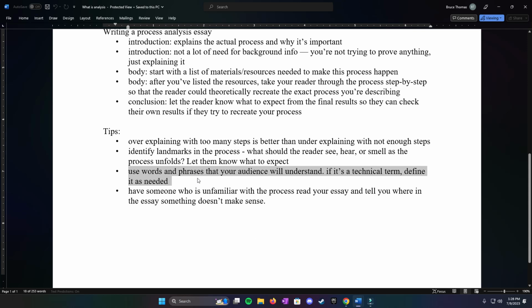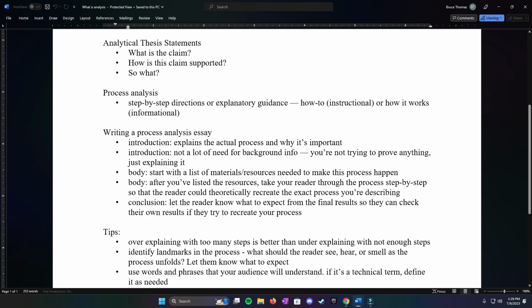We want to keep it simple. We want to make sure that what we're trying to communicate comes across clearly and that somebody really knows how to do this process. Then have someone who is unfamiliar with the process read your essay and tell you where in the essay something doesn't make sense. So have someone who doesn't know how this process works read it and be like, okay, well, I don't think I could do it because this, and this. And that's what we're doing with this essay.